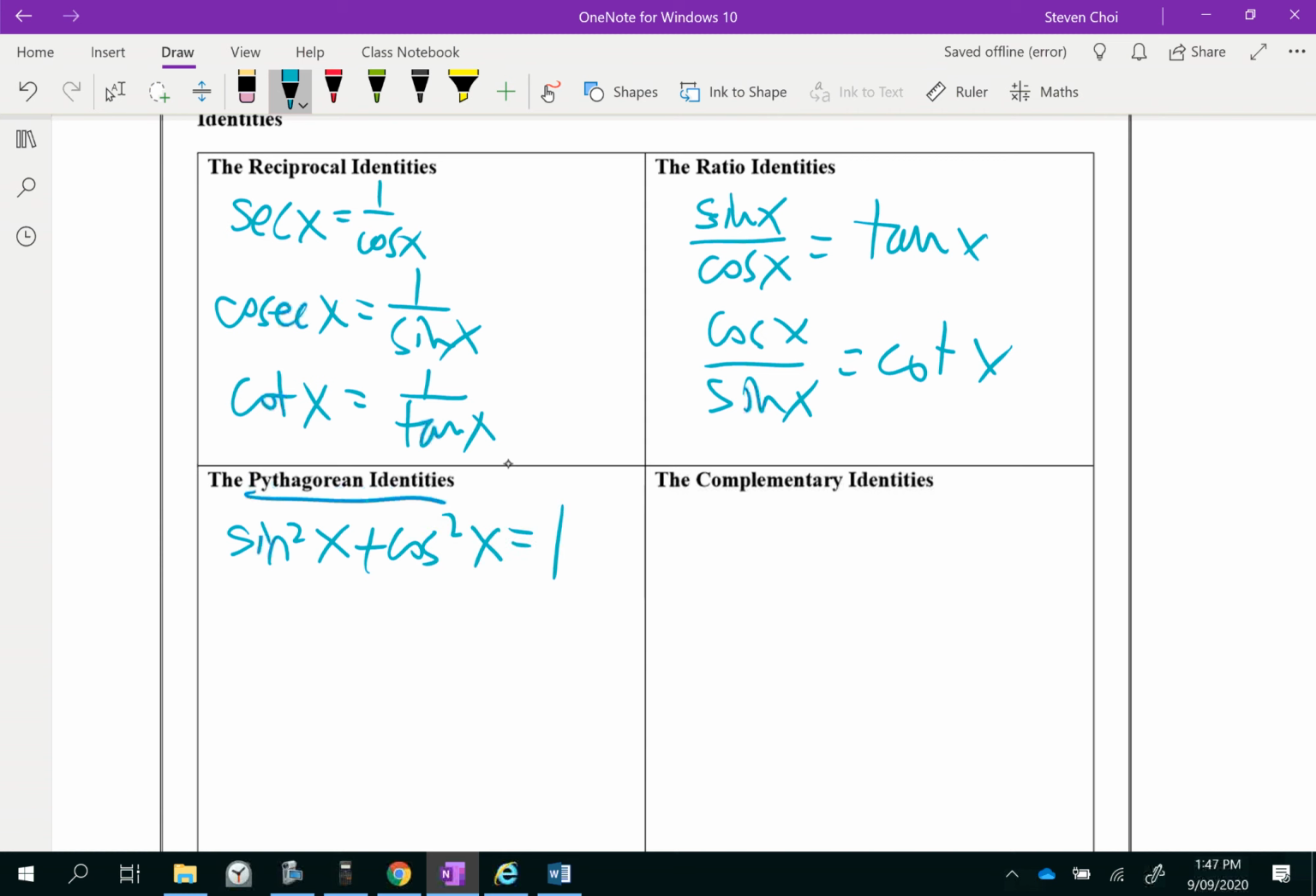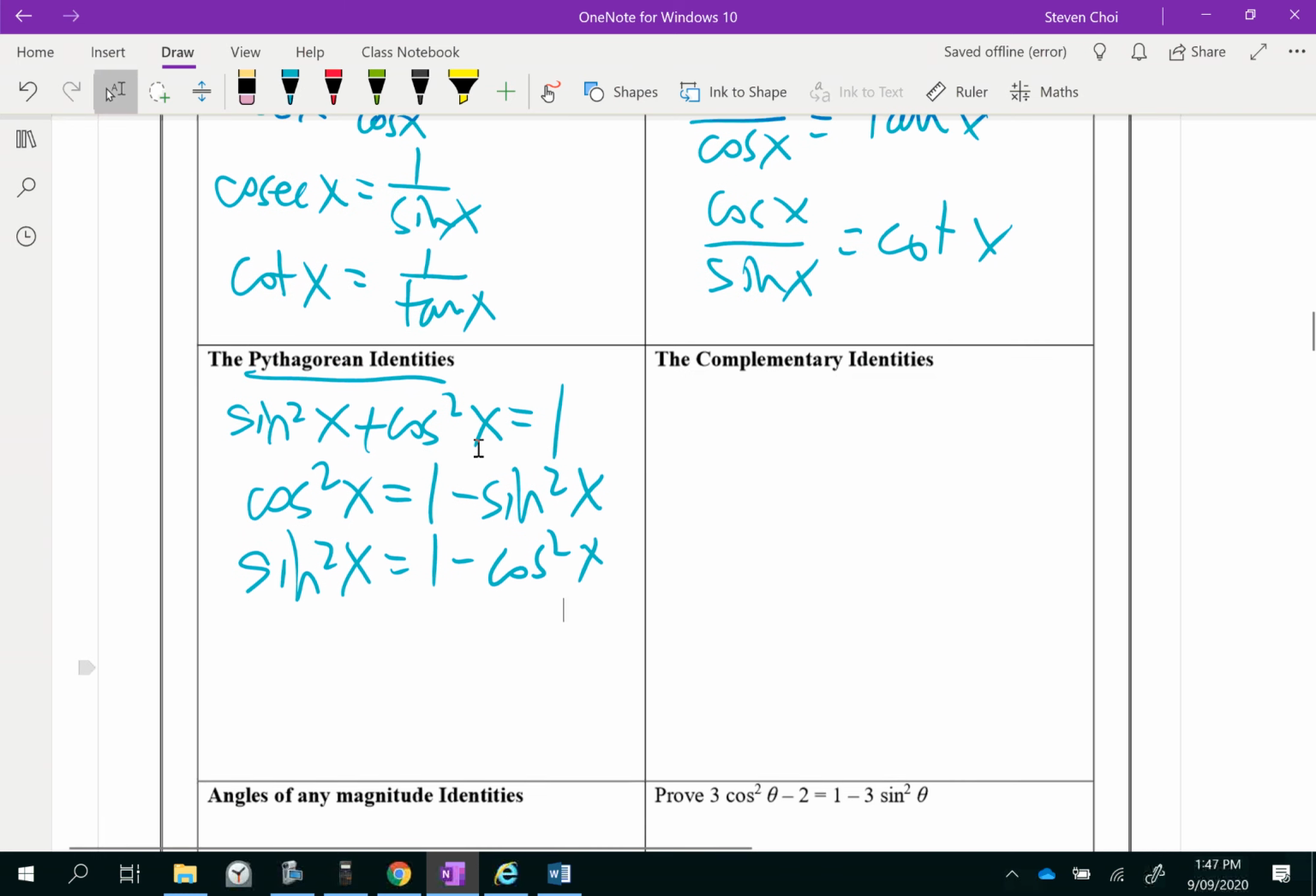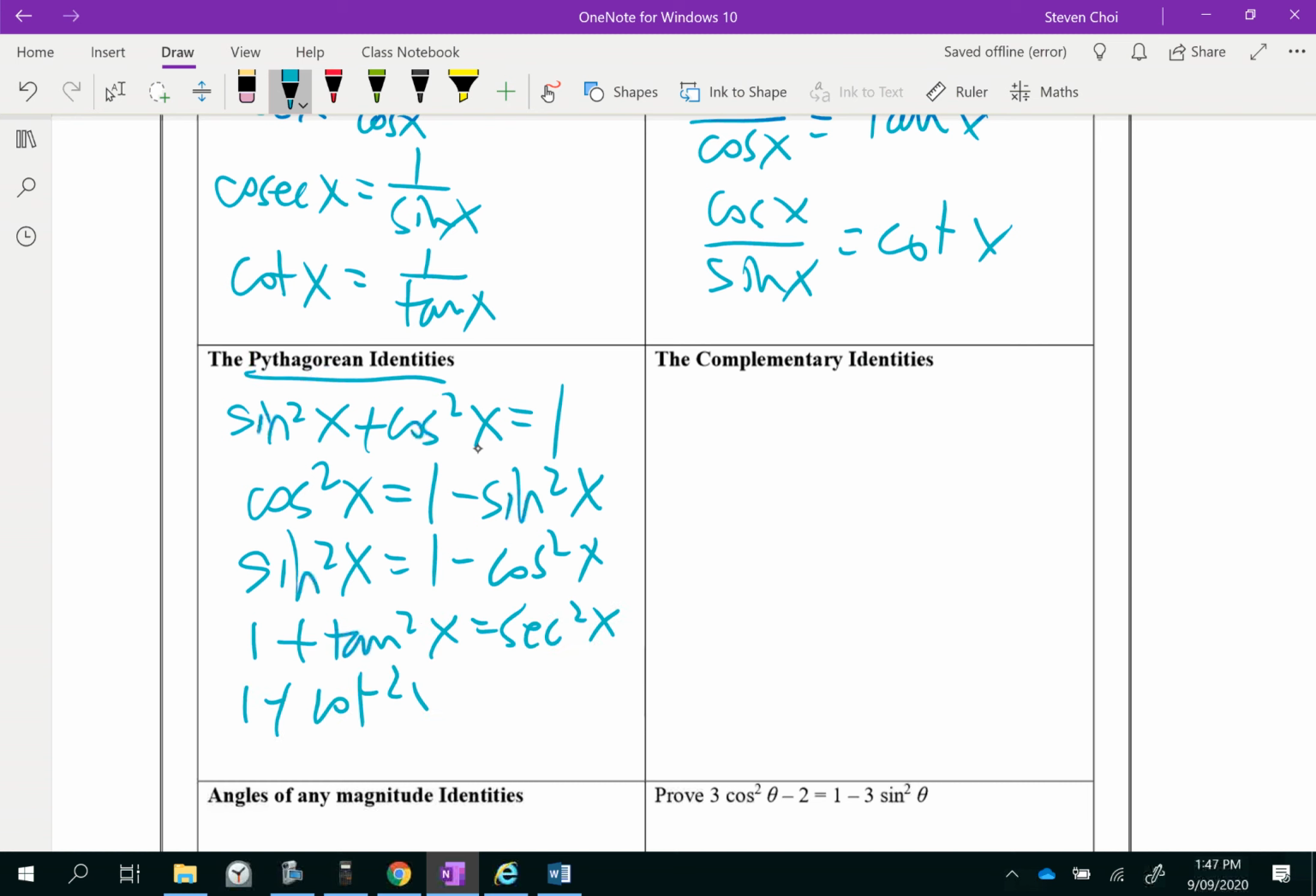And you're recommended to memorize the other 2 that's derived from above. You can make cos squared the subject, or you can make sine squared the subject. So you should memorize these 3 separately. And then the other less well-known is 1 plus tan squared is sec squared, and 1 plus cot squared x equal to cosec squared. How do I remember this? Just that the co matches with the co.